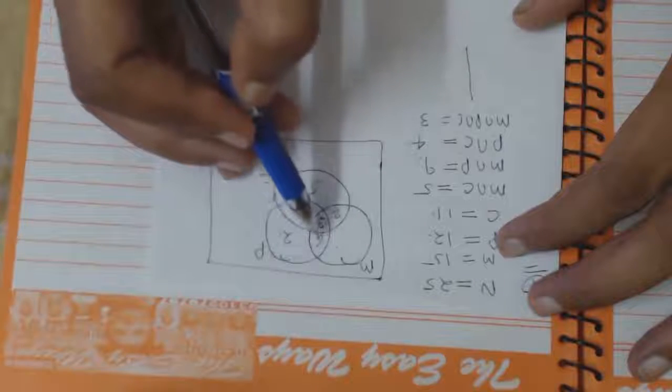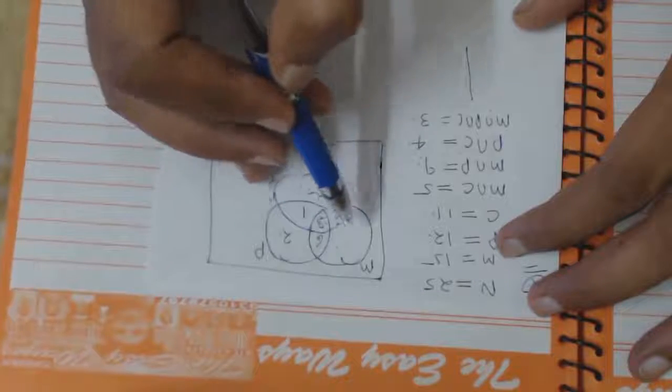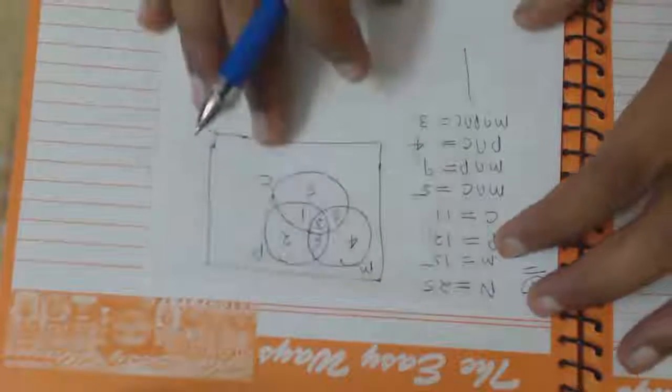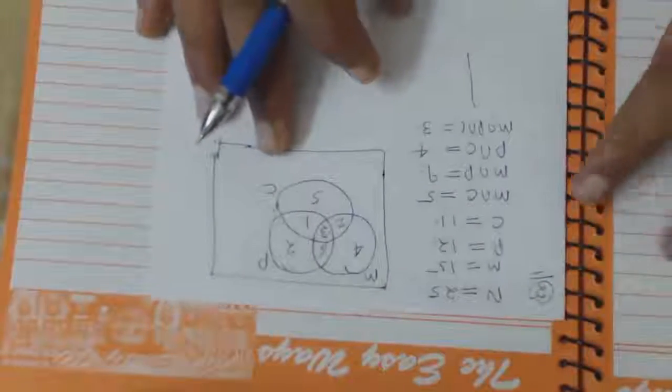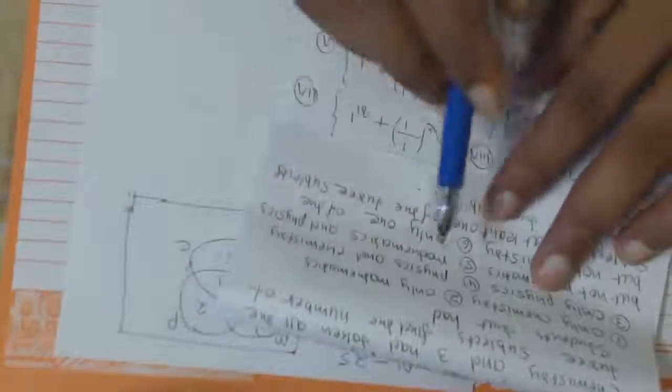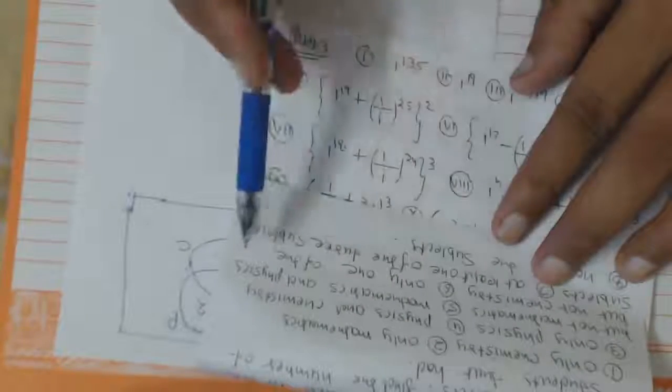Mathematics is 15. 6 and 3, 9. 9 and 2, 11. Put 4 over here. Okay, simple. Not a very big problem. Now I have all these questions: only chemistry, only mathematics, only physics, physics and chemistry but not mathematics, physics and mathematics but not chemistry, only one of the three.